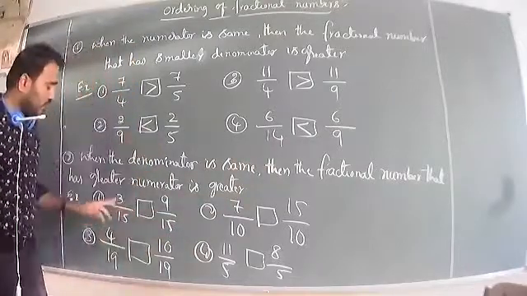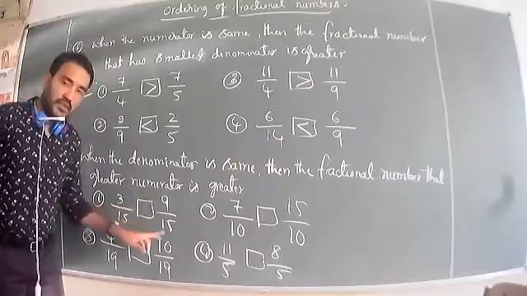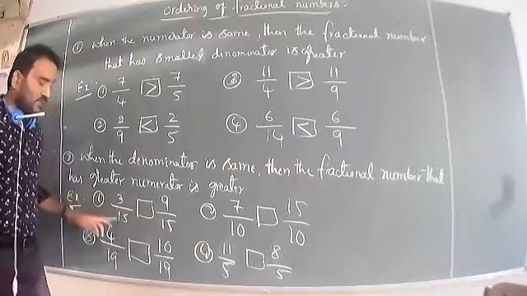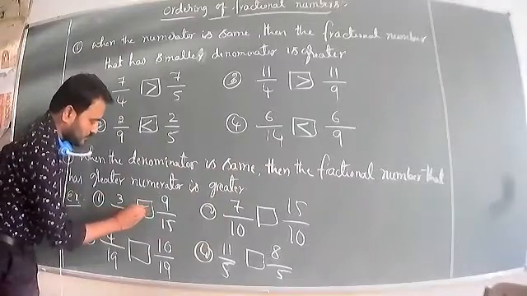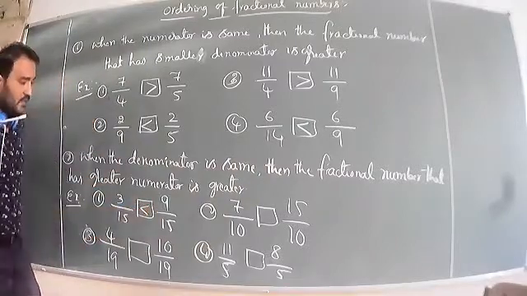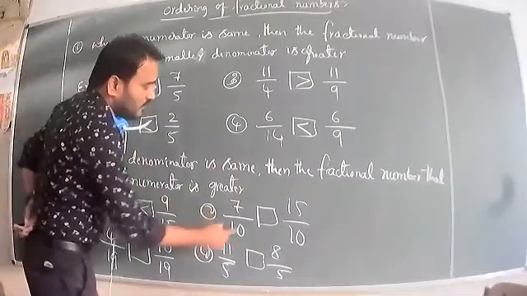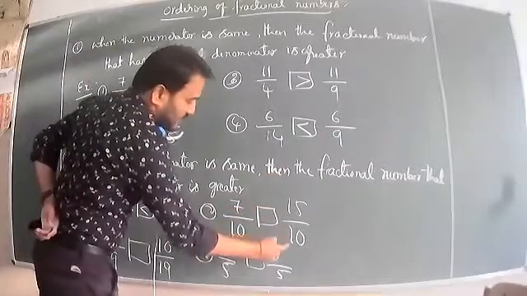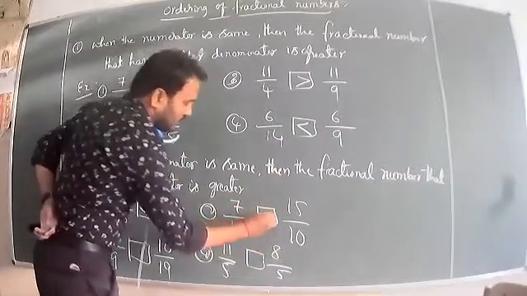So here 3 by 15, 9 by 15. Which one is greater? 9 by 15 is greater. 3 by 15 is smaller. Next, the second one, 7 by 10, 15 by 10. Which one is greater? Yes, 15 by 10 is the greater, 7 by 10 is the smaller.